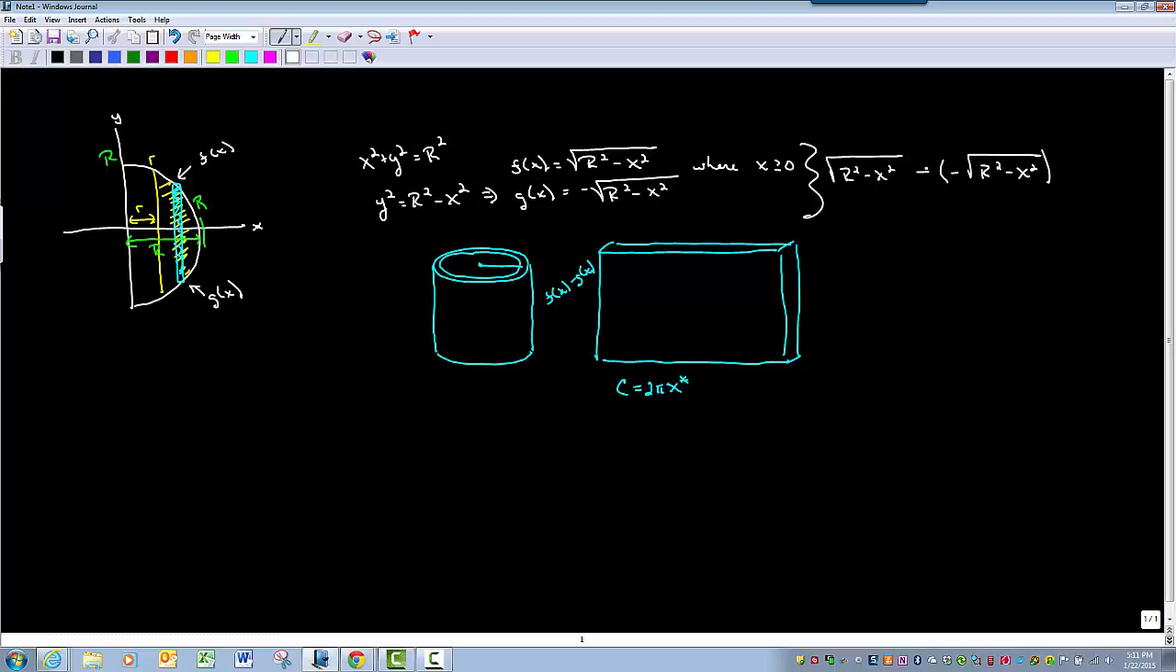Well, these guys are the same, and really the negative and negative make it positive. So what do I end up with? I end up with 2 square root of big R squared minus x squared. So this right here is this length, okay? So I'm going to write that in here. So it's 2 square roots of big R squared minus x squared.